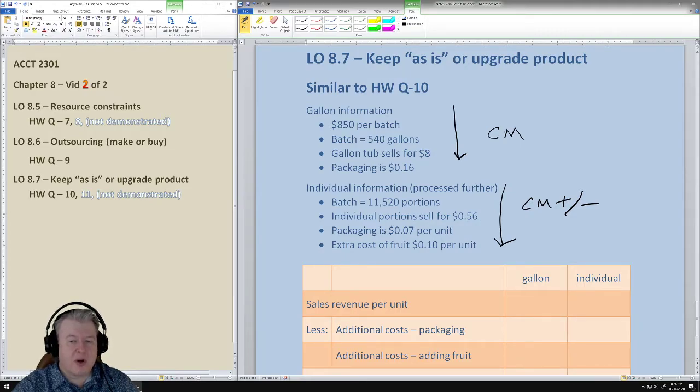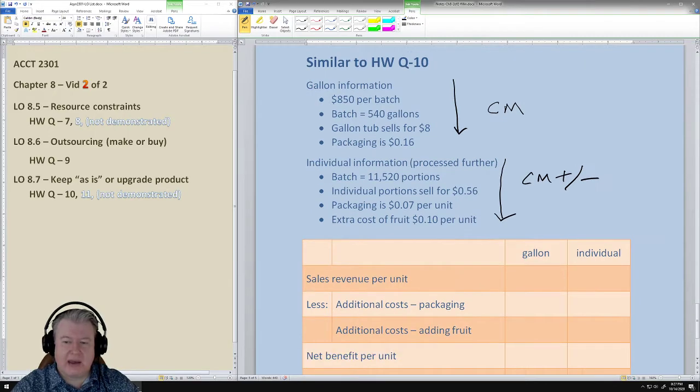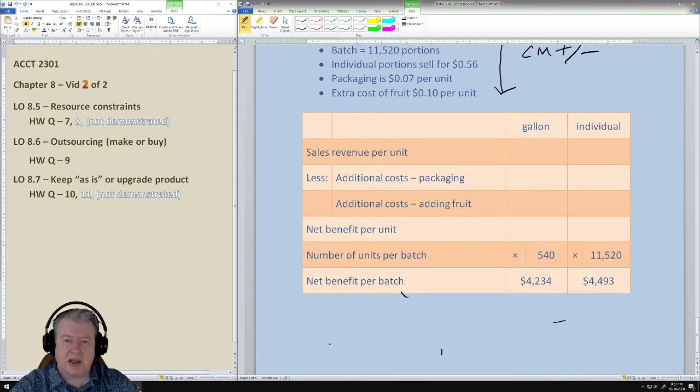Keeping our current production as is, or adding these extra costs, doing extra things, but for a chance of higher margin. So we would go ahead and, once again, make a bunch of calculations based upon the relevant information and looking at the contribution margin to decide whether or not it's worth it one way or the other.